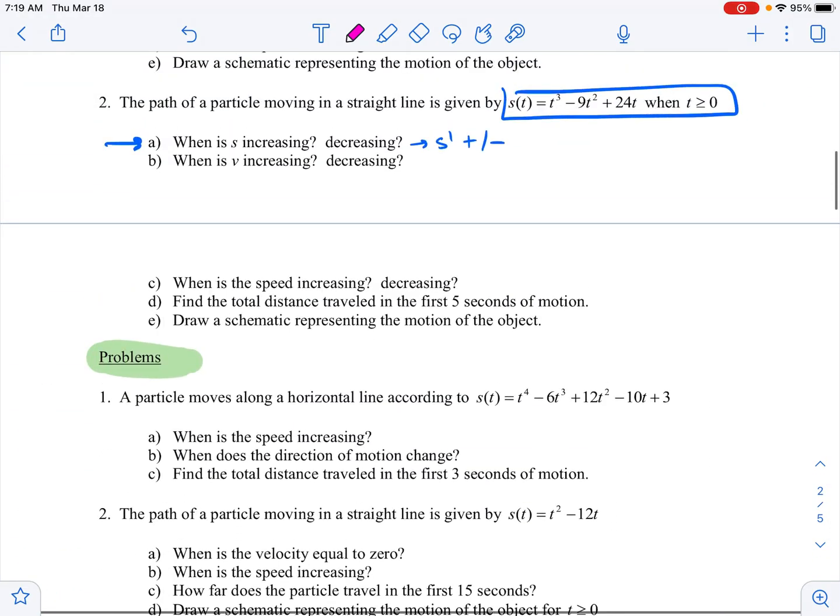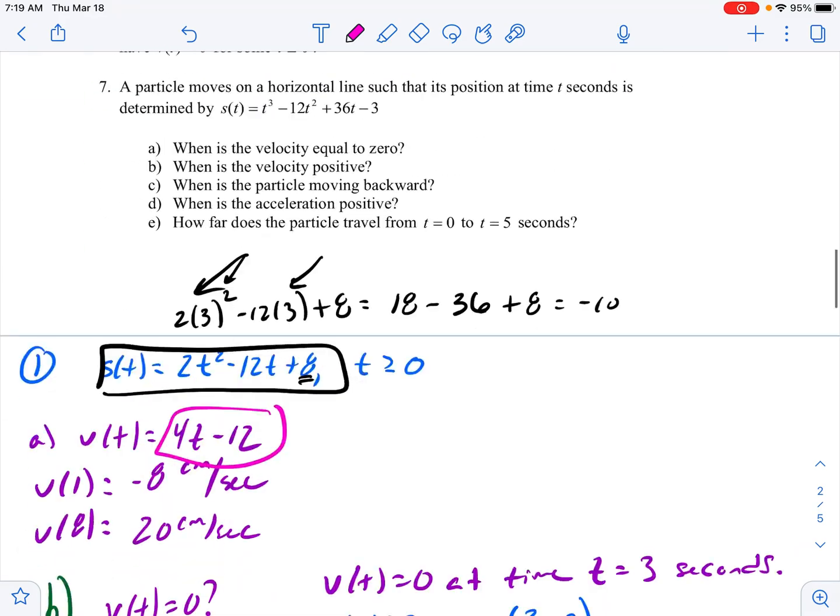Let's take a look at part B. When is the velocity increasing or decreasing? Same idea of function increases and decreases when its derivative is positive and negative. So we got to see where acceleration is positive and negative.